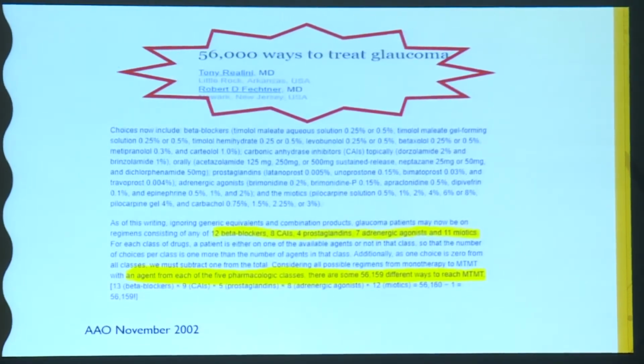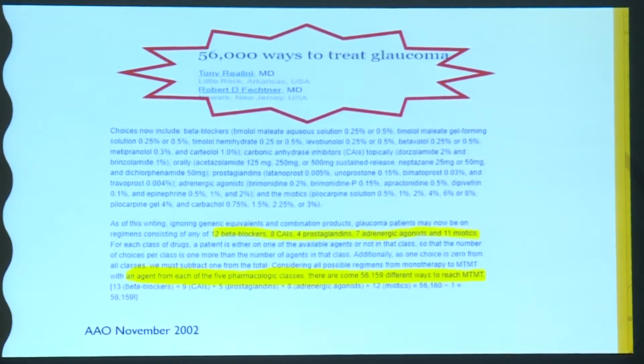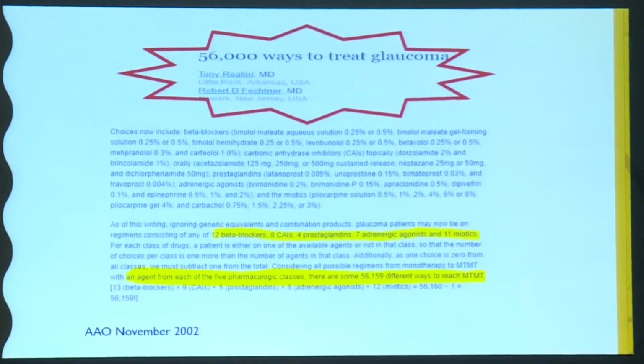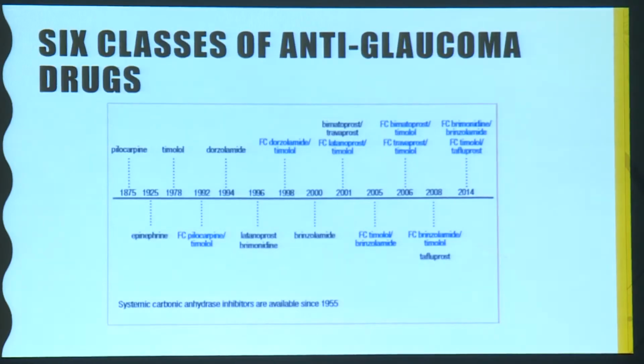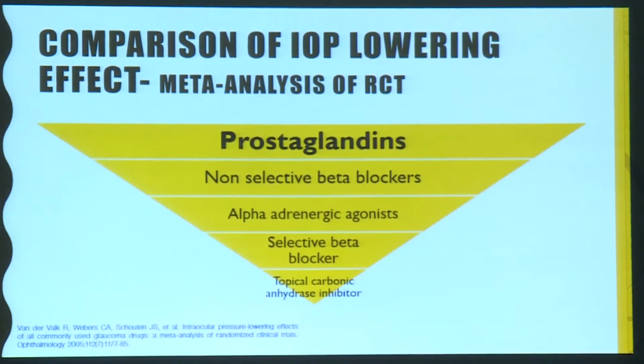And again, this is just a fun fact, no take home messages from this. This is just an article which actually states that there are 56,000 ways of treating glaucoma. So now with so many treatment options, don't get lost. Remember the rule of thumb that there should be a 20% reduction in mild cases, 30% in moderate, and 40% in severe cases. Always start with a monotherapy. There are 6 classes of anti-glaucoma drugs that are available to us, and newly in the Indian market, tafloprost, which is the newest PG analog, has been introduced only in 2019.